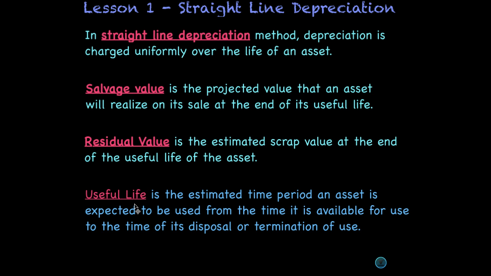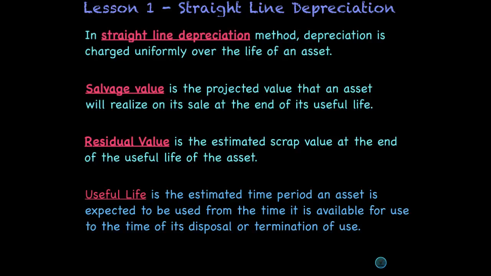Finally, we have something called useful life. You heard me mention that term just a minute ago. The useful life is the estimated time period an asset is expected to be used from the time it is available for use to the time of its disposal or the termination of use. Depending upon what kind of asset you have, it may have a different useful life. The IRS defines useful life for tax purposes, and GAAP, which is generally accepted accounting principles, defines useful life for accounting purposes for businesses. Just so that we can be somewhat consistent, cars have a useful life of 5 years.